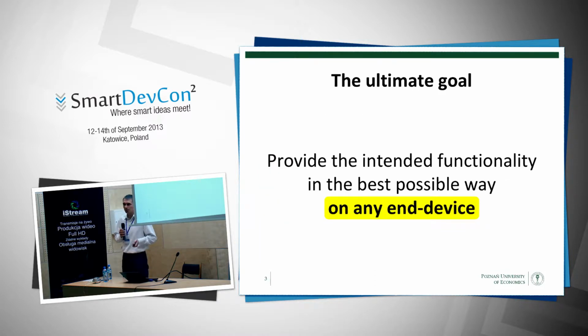So the ultimate goal is simply to provide a given functionality to our users through any end devices, be it an iPhone, an Android phone, or a Tizen phone. If you develop an application, you want to have a broad range of users, no matter what devices they are using. And from this point of view, the problem is how to get your application running on every possible device.